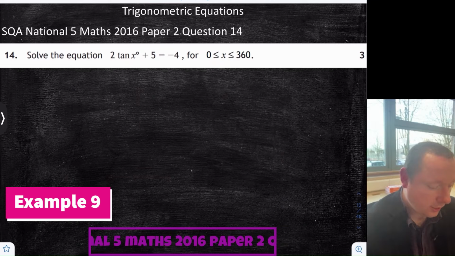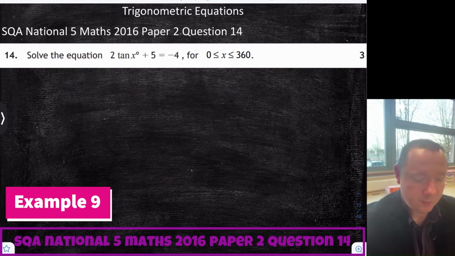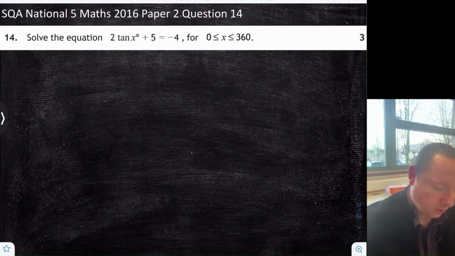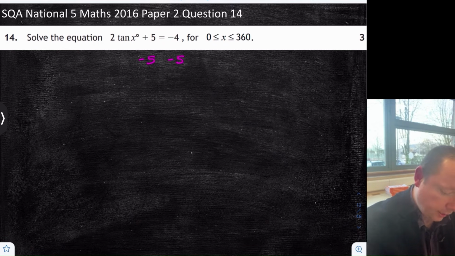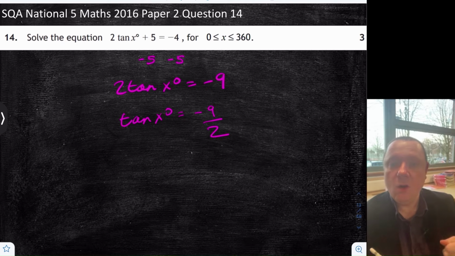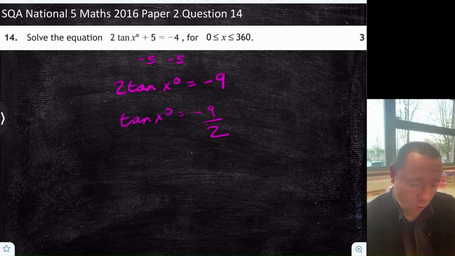Trigonometric equations, SQA National 5 Maths 2016, Paper 2, Question 14. This is 2 tan x plus 5 is minus 4. So I'll take away 5 from both sides to start with, to get 2 tan x degrees is negative 9. Divide through by 2 to get negative 9 over 2. Now we never do the inverse tan of a negative, or the inverse cos or sine. We just do it of 9 over 2, but then pick the correct ones.